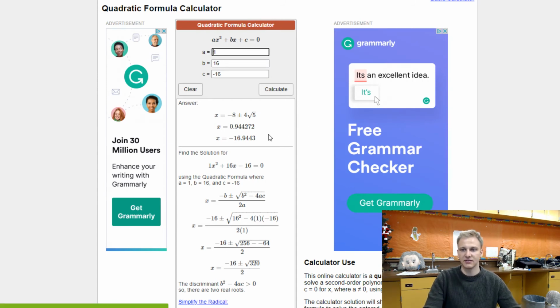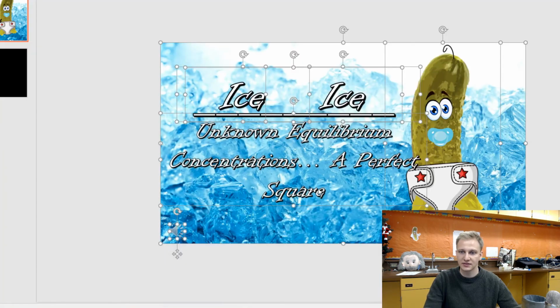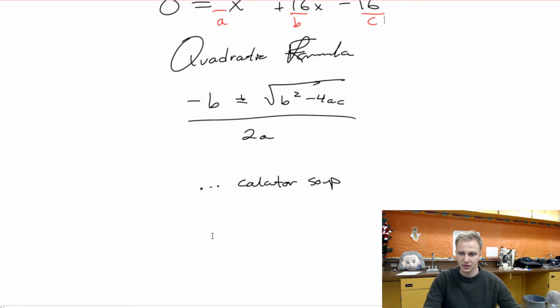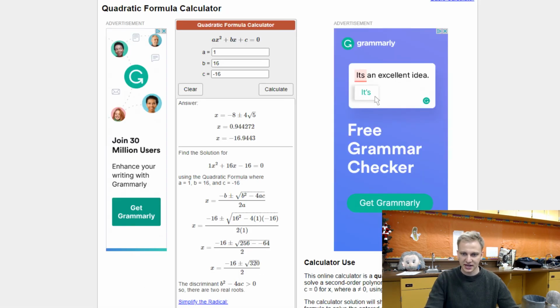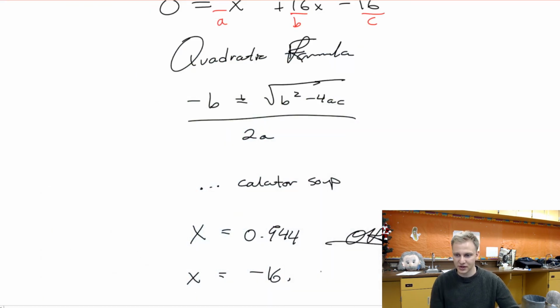In this case, it's giving us x is equal to 0.944 and x is equal to negative 16.944. So we can go here and say, let's use black, x is equal to 0.944, or we can say that x is equal to negative 16.944. And so we want to decide which one of these two to use.